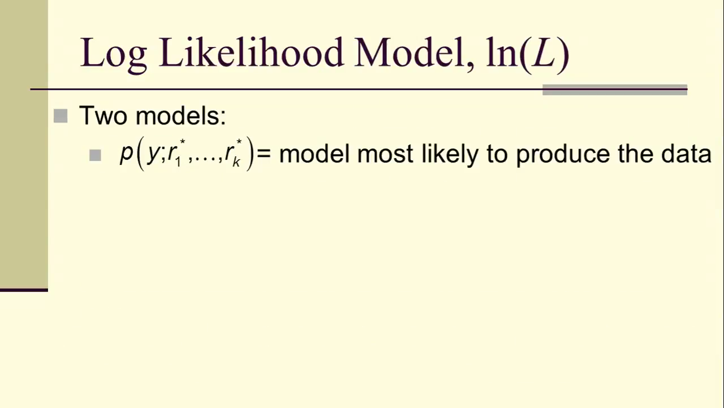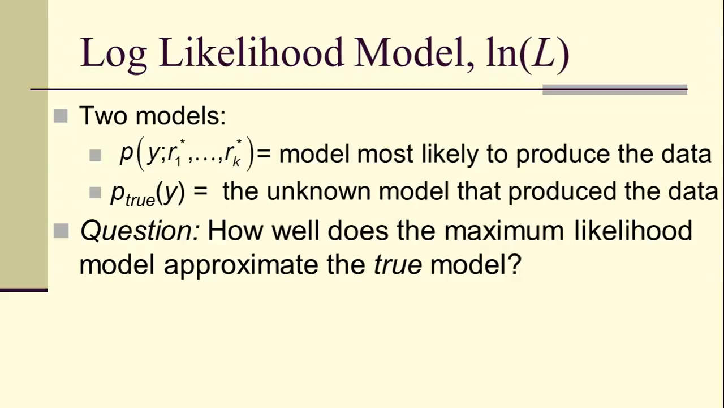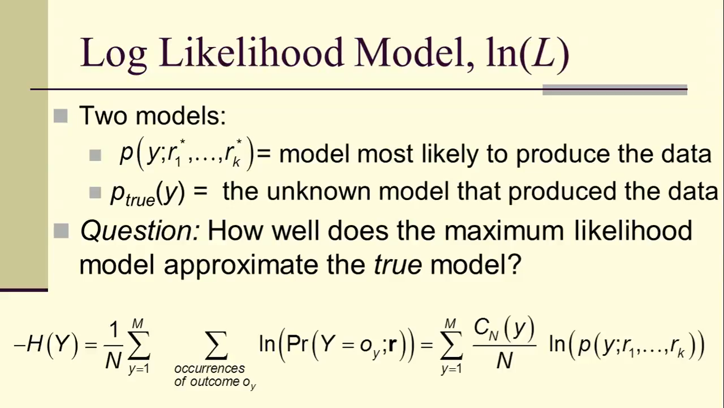So we have two models that we're interested in this derivation. First off is the model in which the parameters r sub 1 star up to r sub k star denote the model most likely to produce the data. In other words, we've found the maximum likelihood model, and the values that give it are r1 star up to r sub k star. There's also a true model, an unknown model that actually produced the data. So how well does the maximum likelihood model approximate the true model?